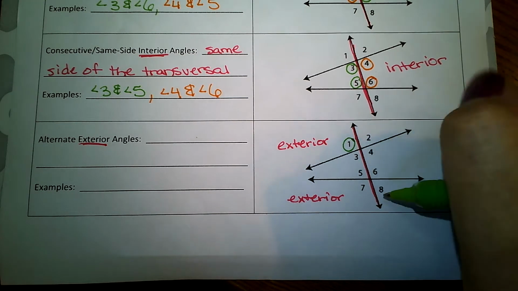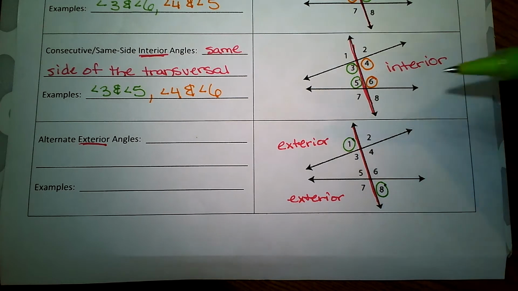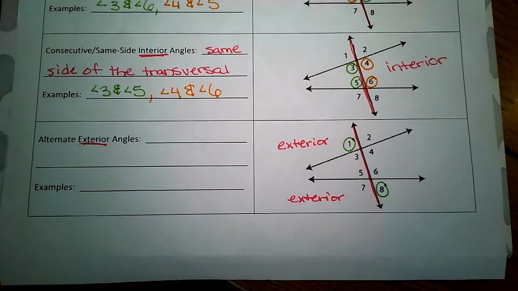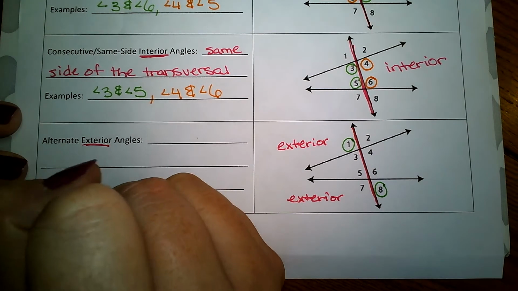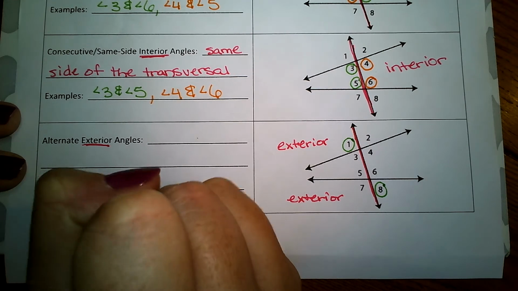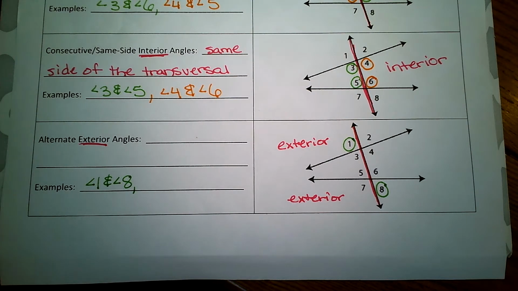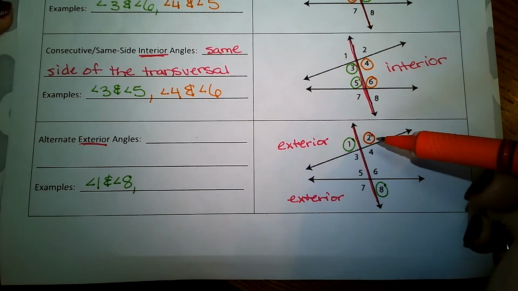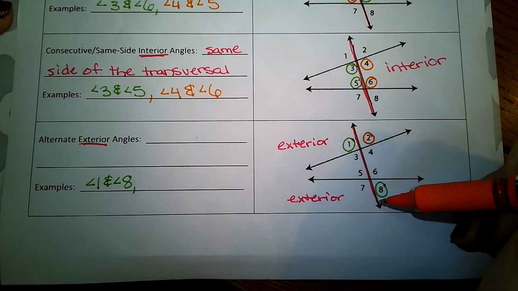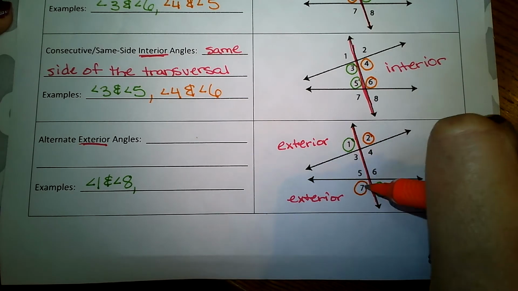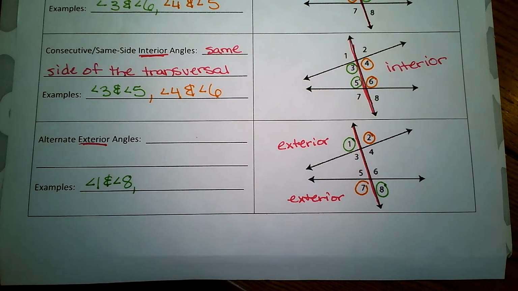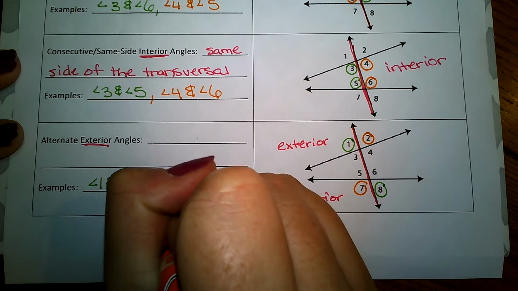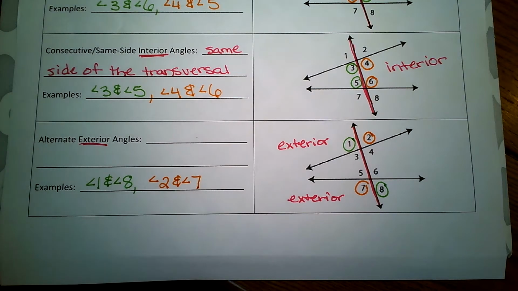So I have to jump down here to angle 8, alternating across the transversal and outside of the two lines. Alternate exterior: angle 1 and angle 8. We've got another set of alternate exterior angles. Take a look at angle 2. Angle 2 is on the right side of the transversal. Angle 7 is on the left side of the transversal. There's your alternating, opposite sides. Exterior means outside the two parallel lines. So angle 2 and angle 7.